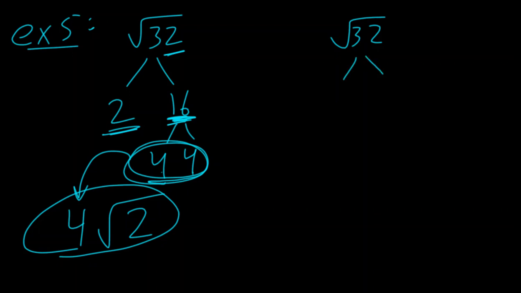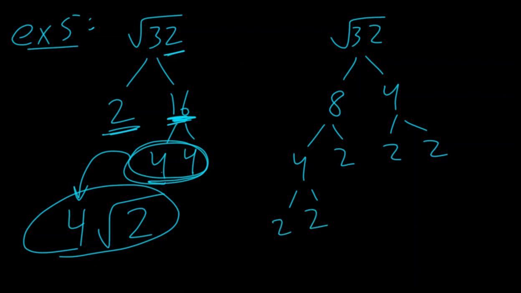Now, it tells you we do 32 twice. What if you're really good at math? And you're like, wait a second, I know 32 breaks down into 8 and 4. And then you're like, well, I know 4 breaks down into 2 and 2. And I know 8 breaks down into 4 and 2. And I know 4 breaks down into 2 and 2. Well, check it out. We've broken down 32 so far that we've broken it down to 1, 2, 3, 4, 5 2s. But we're looking for groups of 2.